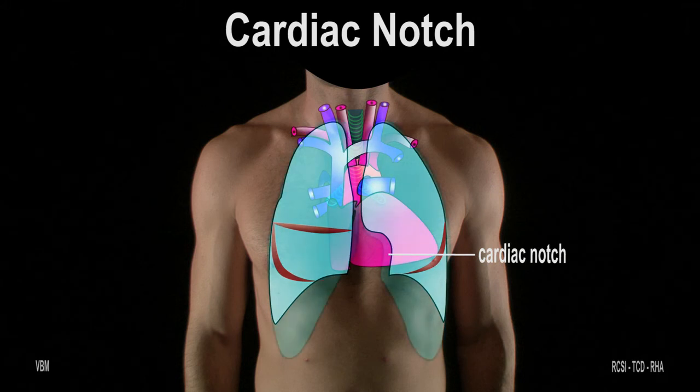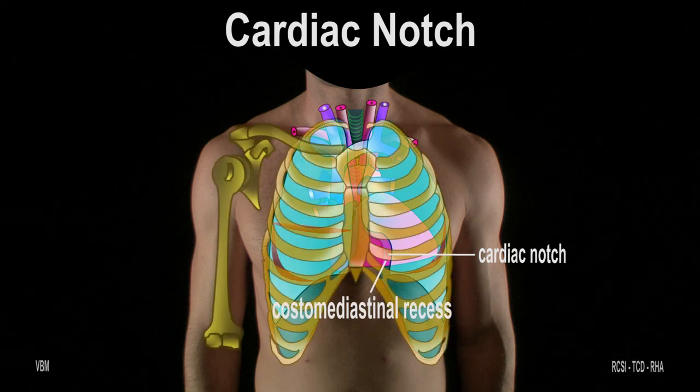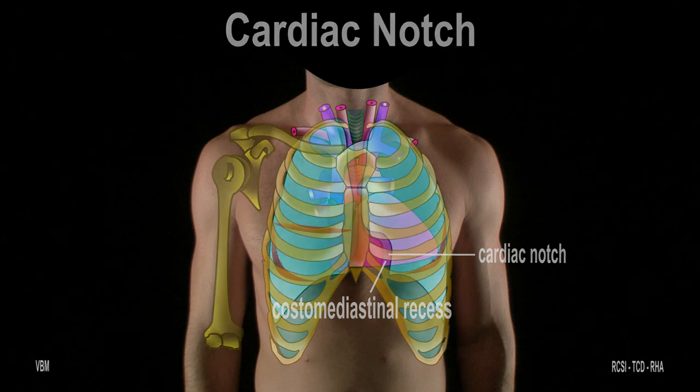This leaves the costomediastinal recess of the left pleural sac, into which the sharp anterior edge of the lung can expand during vigorous inspiration. Otherwise, it is a potential space.